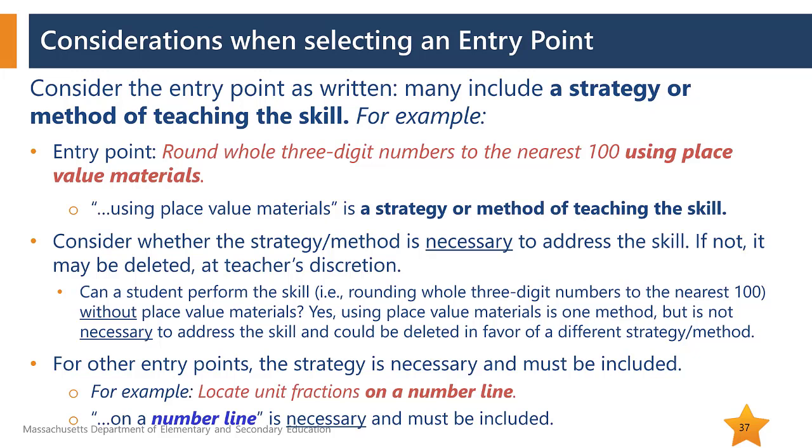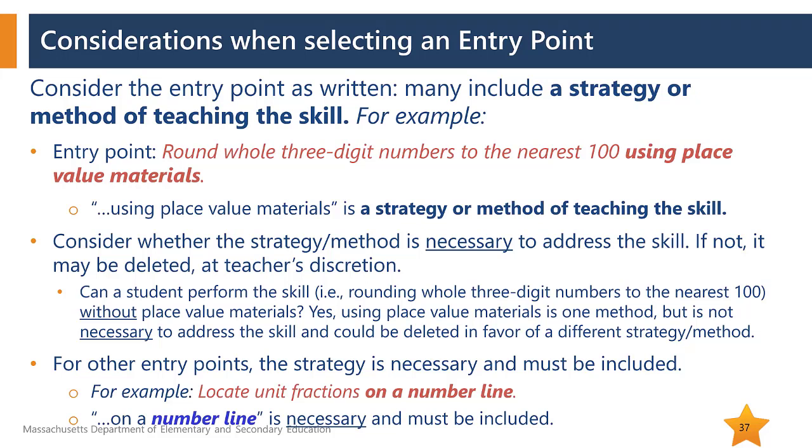So I'm trying to say, don't do this, or be aware of what you are doing. So let's take a look at this. And these are things to consider. When you choose an entry point, you want to make sure that you're reading the whole thing. So this entry point says round whole 3-digit numbers to the nearest 100 using place value materials.